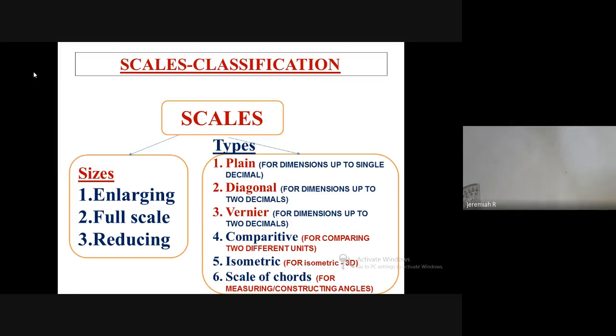So if it is a plain scale, you can mark 2 units. If it is a diagonal, you can mark 3 units. If it is a vernier, you can mark only 2 units. The comparative scale, so I want to compare 2 different units.